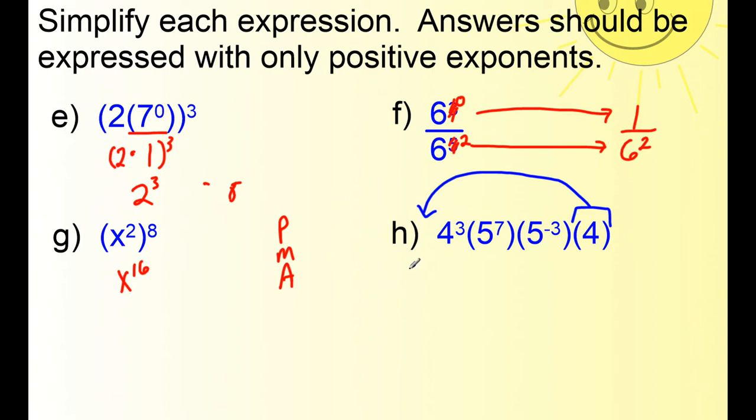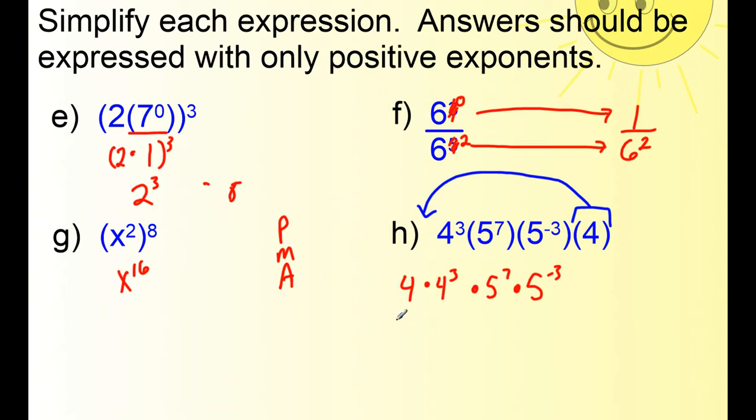So if I move this 4 out front, times 4 to the third power, times 5 to the 7th, times 5 to the negative third. And you're going, Mr. Henry, you dropped all those parentheses. Why? Well, they really aren't needed. They're just showing multiplication. They're showing this thing times this thing times this thing times that thing. So I just wrote it out without the parentheses. Maybe that's easier for you.